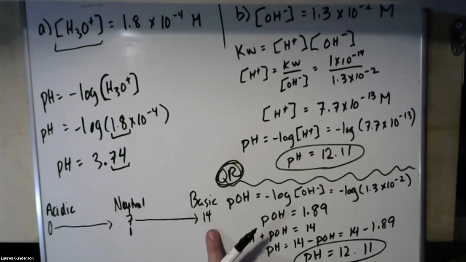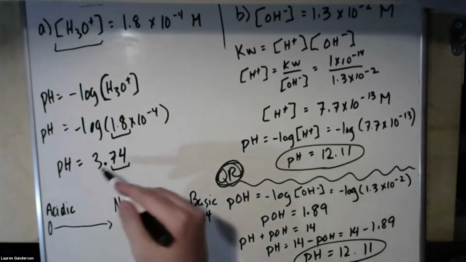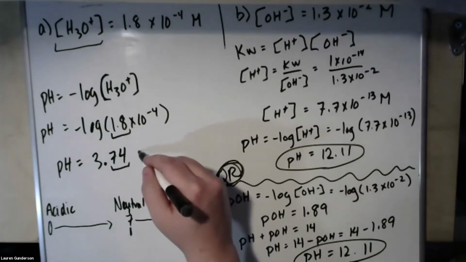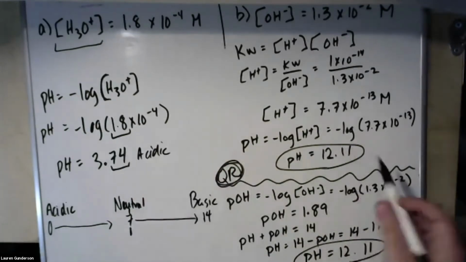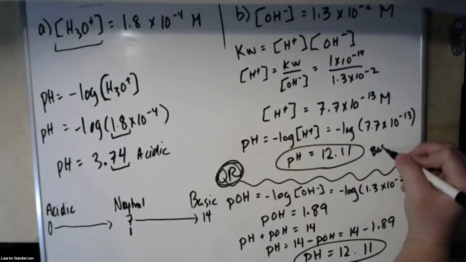You also might find something basic that's like 14.07, and you're like, why is it above 14? It happens. There's a little plus or minus at the end of each of these values. But we can see here that our pH of 3.74 is going to be acidic, and our pH of 12.11 is going to be basic.